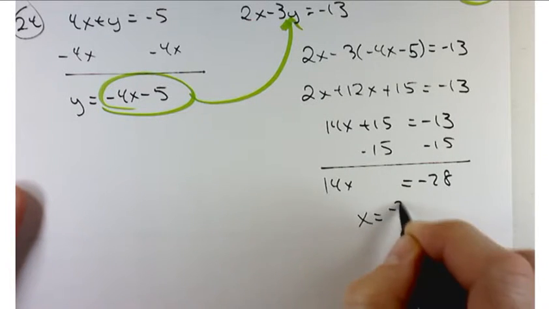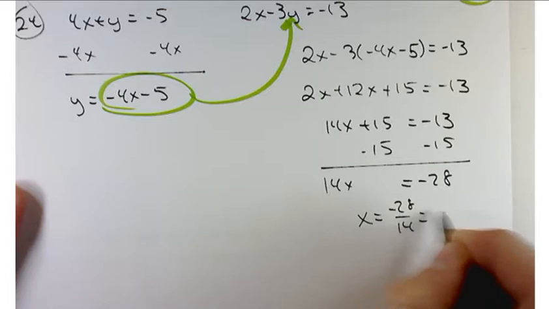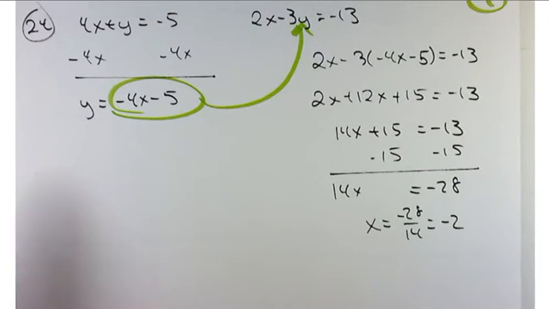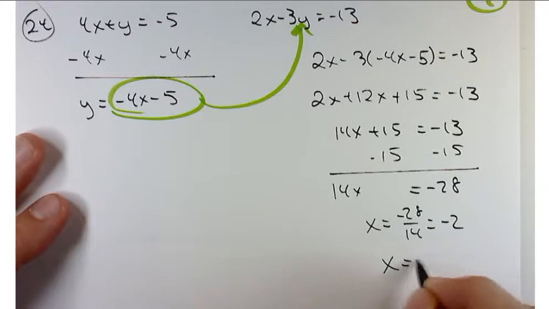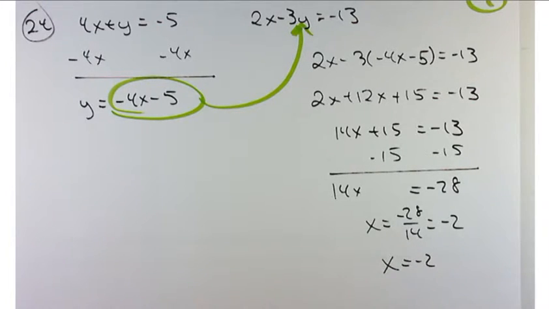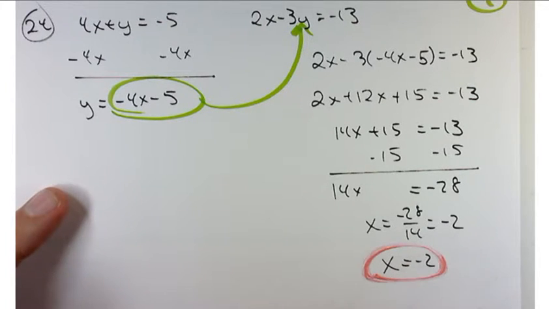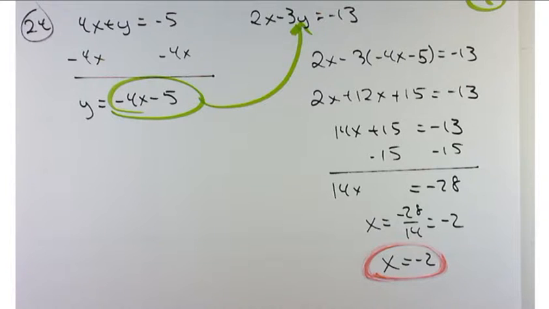Last but not least, I'll divide both sides by 14 and end up with x equals -2. So that's one part of my solution. x equals -2.